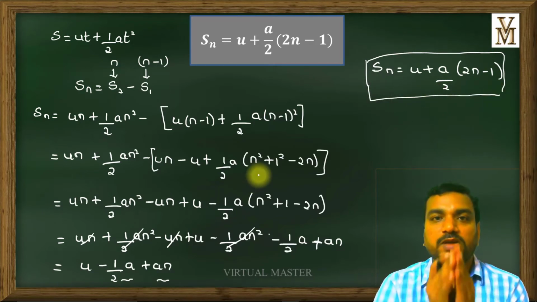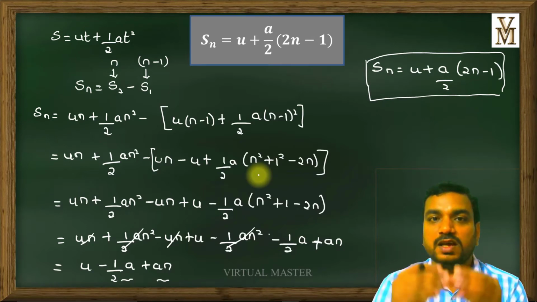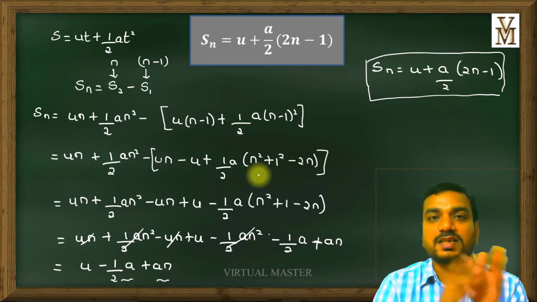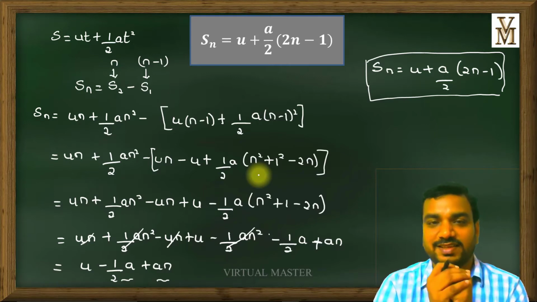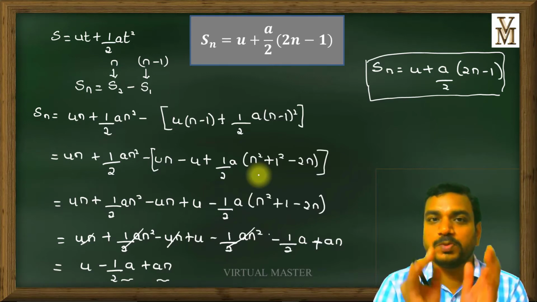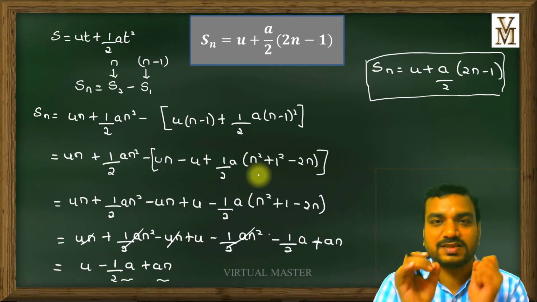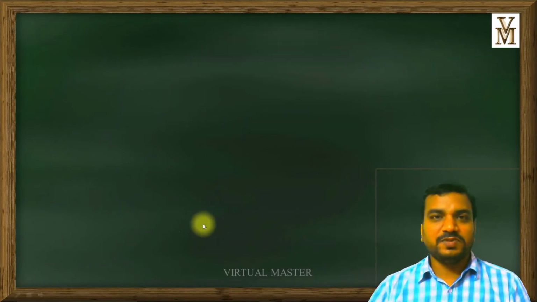I hope everyone has understood how to derive the equation for the distance covered by the object during the nth second. If you have any opinions or suggestions, you can write in the comment section. Till now we have derived the three kinematic equations.